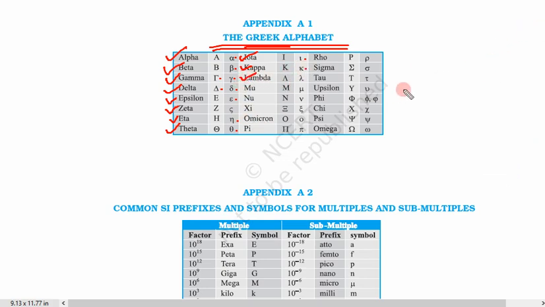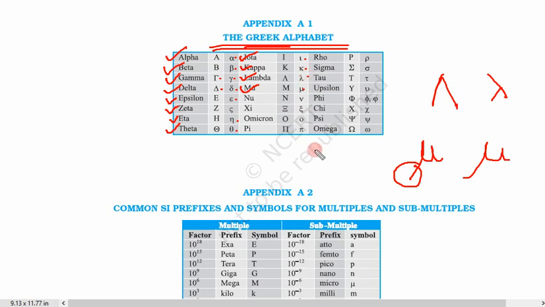Lambda, capital lambda. This is small lambda. This is equivalent of L. Now mu. Capital mu is M, and small mu is something like this, a U with an extra tail. This is mu.